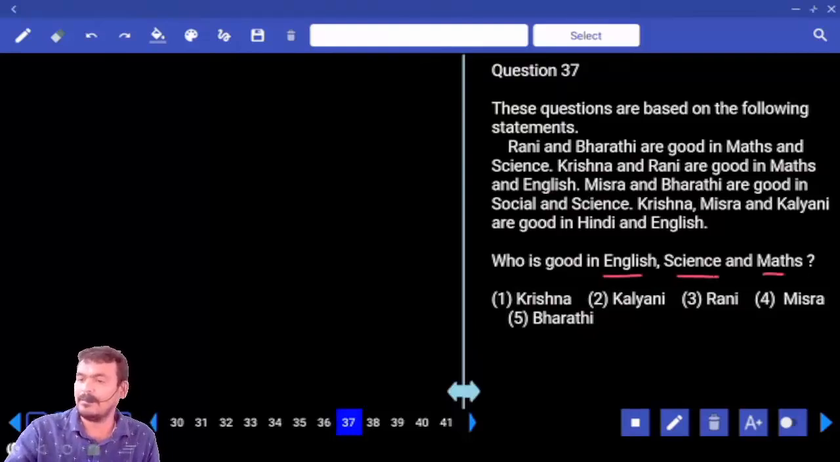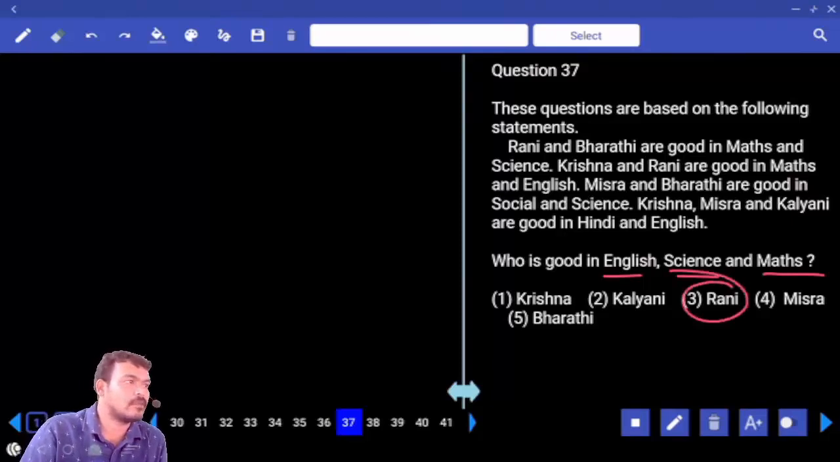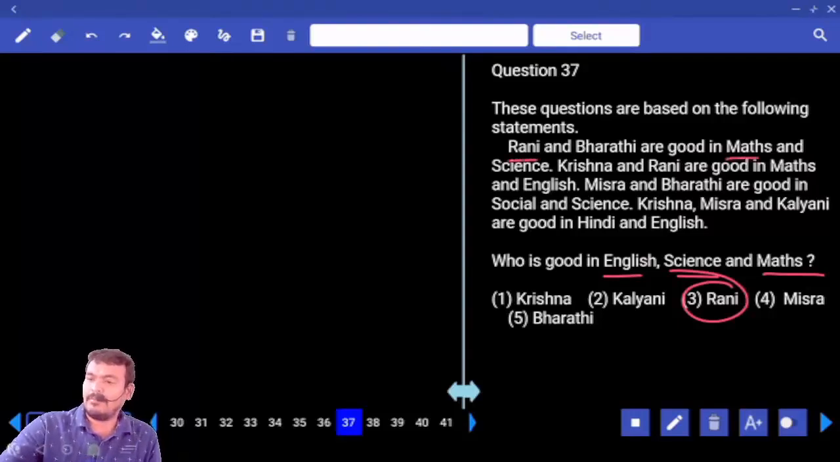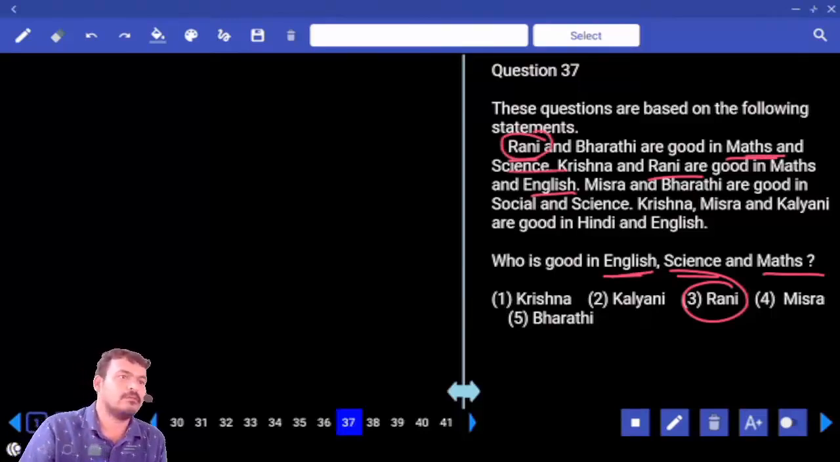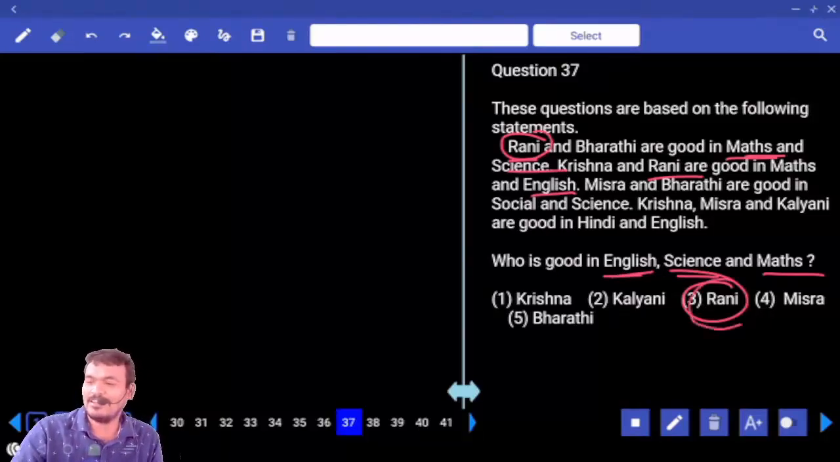English, science, maths. Which one is good? Rani or not? First Rani, maths value or not? Next, again Rani, maths and English. Next, again, which one do we require here? English, science, maths. First one Rani, maths and science or not? Okay? The question is easy, so I'm not talking much about it. What is the answer? Rani.